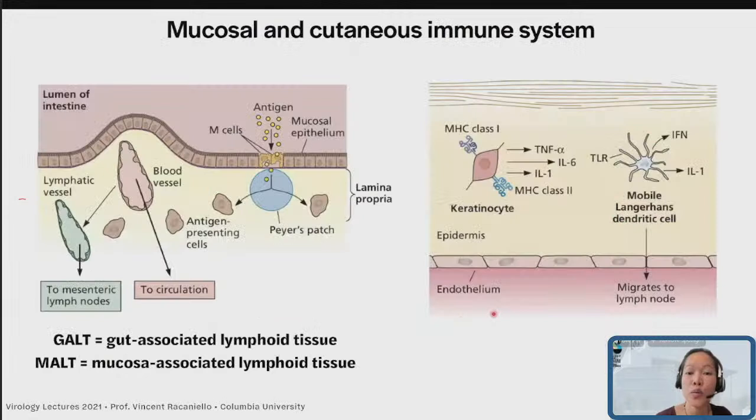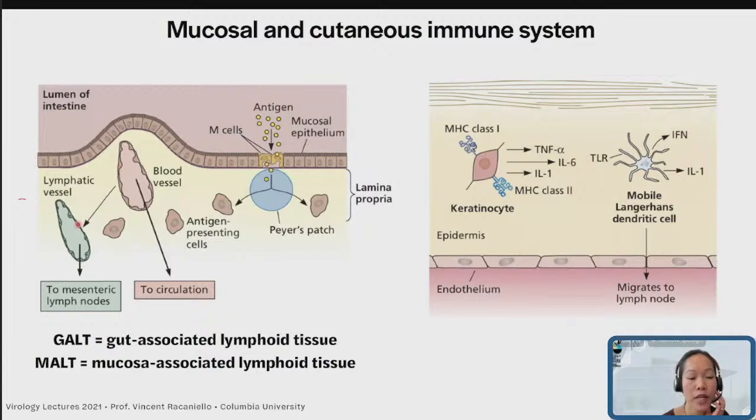Yung immune system ng host ay located siya sa iba-ibang parte ng katawan. Meron tayong natawag na gut-associated or mucosa-associated lymphoid tissue. So ito yung gut, ito yung epithelial cells sa gut, may M cells na nagtatransport ng antigen towards the lymphoid cells. Here in the intestine, yung Peyer's patches. So within that, again, parang lymphoid tissue, merong blood vessels and may lymphatic vessels.